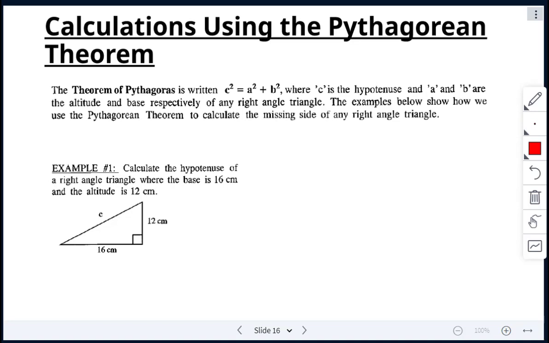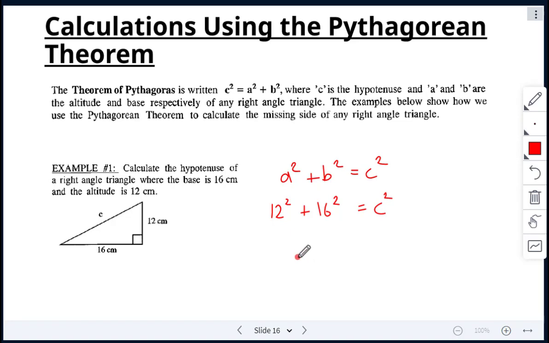So calculate the hypotenuse of a right angle triangle where the base is 16 centimeters and the altitude is 12 centimeters. So this is what our triangle looks like, and we need to calculate the hypotenuse there. So let's put our formula down. For A, we'll use 12 squared. For B, it is 16 squared, and that'll give us c squared.